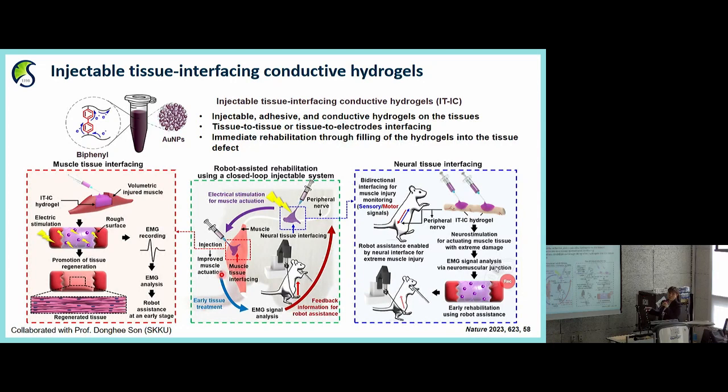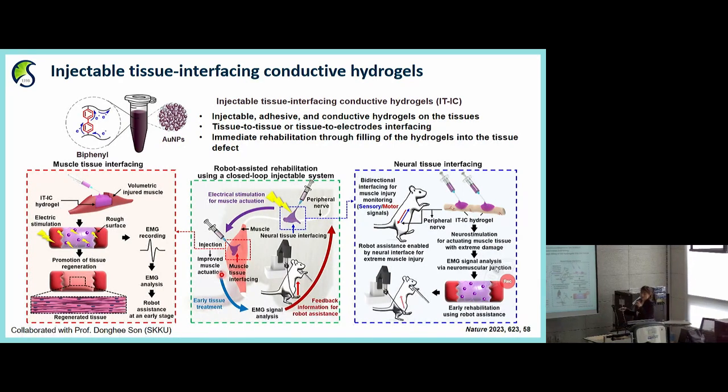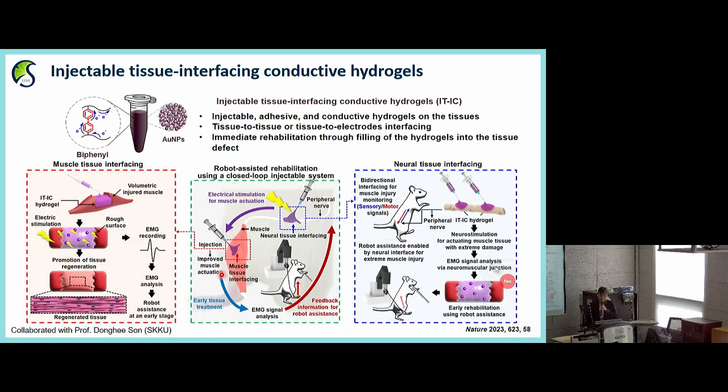So we would like to check immediate rehabilitation, not regeneration, which can be achieved by combining with a bioelectronic device. Here, we interface our hydrogel between the electronics and tissue, and we also fill our hydrogel to easily transfer electrophysiological signals between muscle tissues. We also connect this full system to a robotic arm to support the gait of the animals. So let me show you the full system.